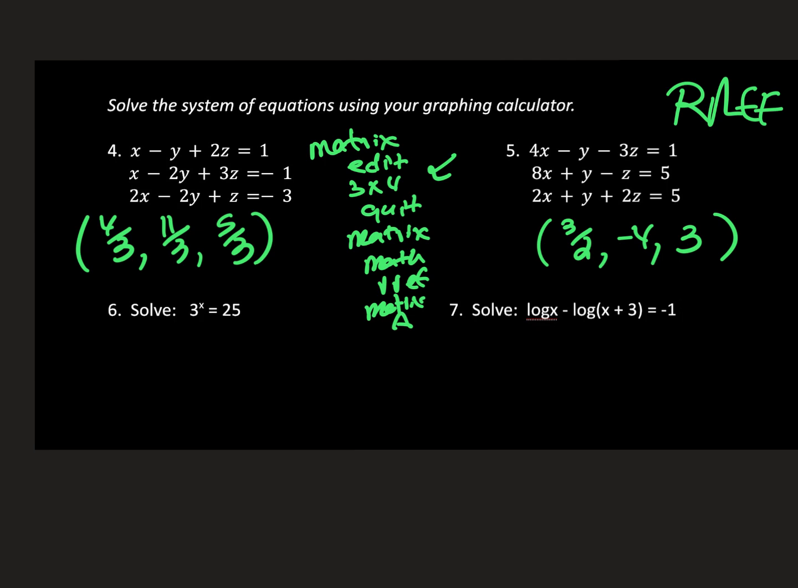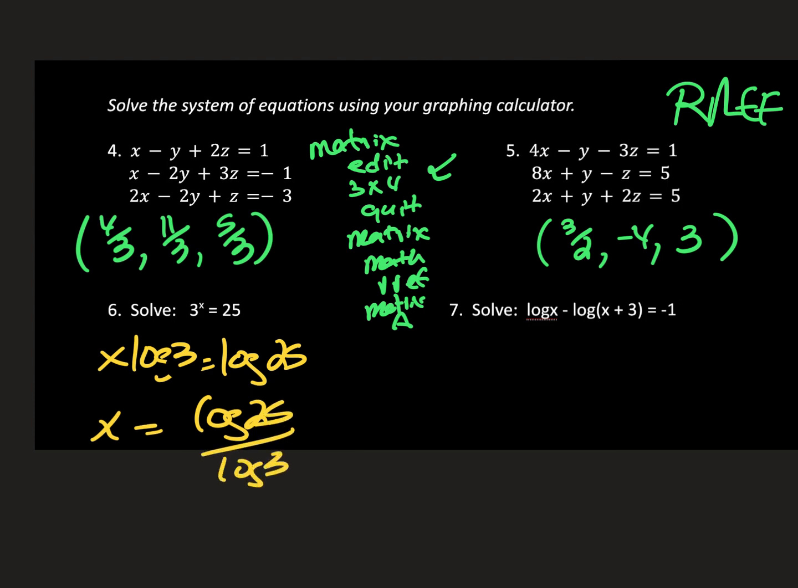Number 6 says solve this thing. Can't find the same base, so do log both sides. Remember the exponent goes in the front, just like this. To get the x by itself, I don't know why I put an x there. That should be a 3. Sorry about that. All right, so to get the x by itself, I'm going to divide both sides by log 3.